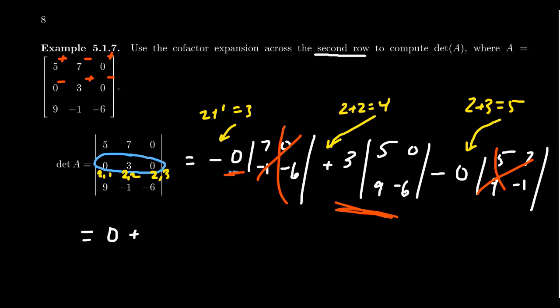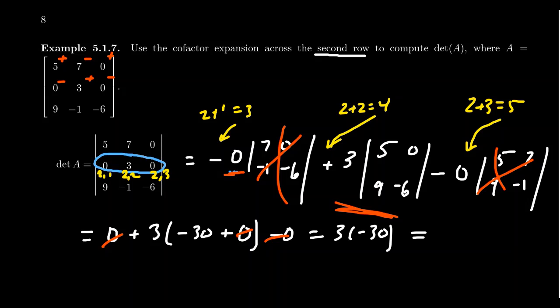If we continue on here, we got a zero for the first one. We'll get 3 times 5 times negative 6. That's just a negative 30. And then we're going to get 0 right there. And then we get minus 0 again, right? The zeros make life easier for us. We like zeros when it comes to determinant calculations. So we end up with 3 times negative 30, which gives us the negative 90, which was the determinant we calculated before.